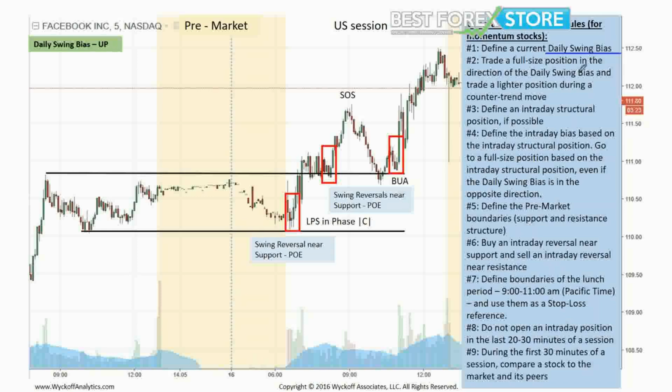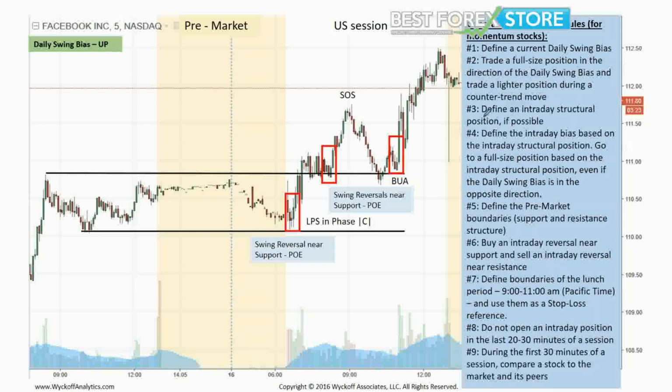Then you always want to trade a full-size position in the direction of that daily bias and trade a lighter position during the counter trend move. And that's only if you're relying on the daily swing bias, right? And we've talked about what that is. So you want to define the swings as they are, and then give more weight to the positions in the direction of that daily swing bias.